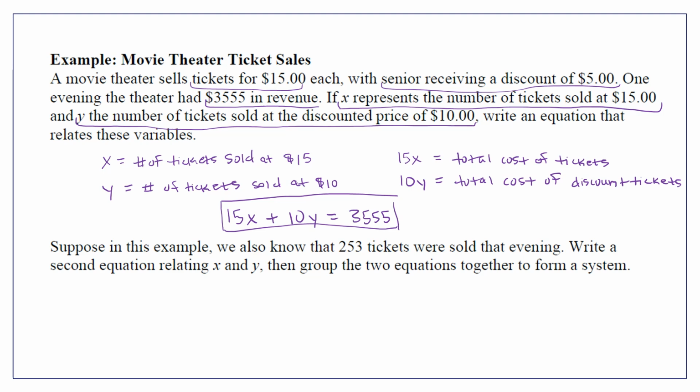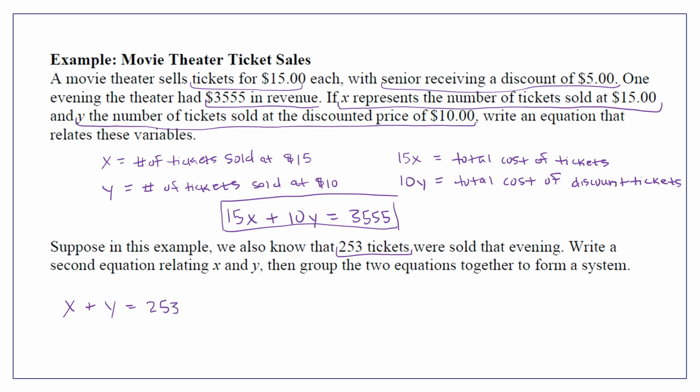Now, suppose in this example, we also know that 253 tickets were sold that evening. We can write a second equation relating X and Y, and then group the two equations together to form a system. So the additional piece of information given was that 253 tickets were sold. So we know X represents the number of tickets sold at $15 and Y represents the number of tickets sold at $10. So the total amount would equal the 253 tickets.